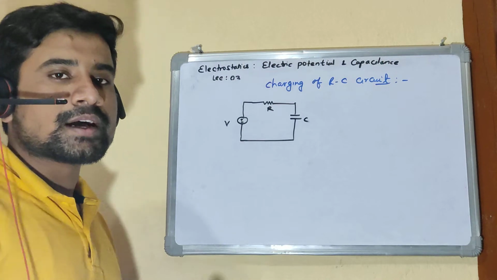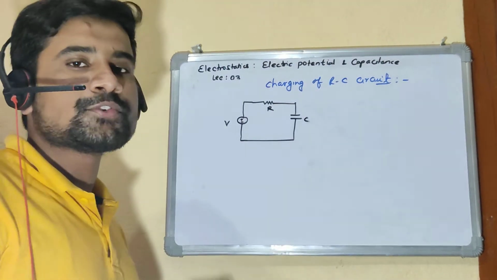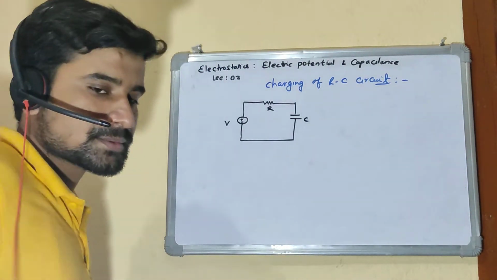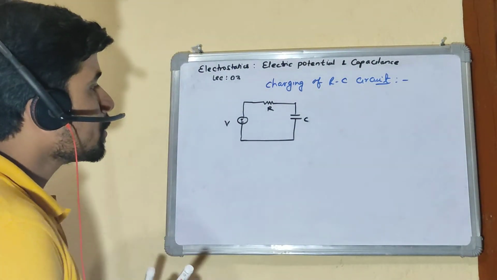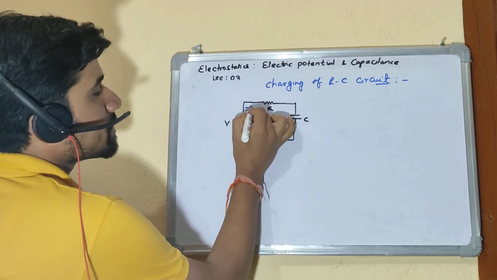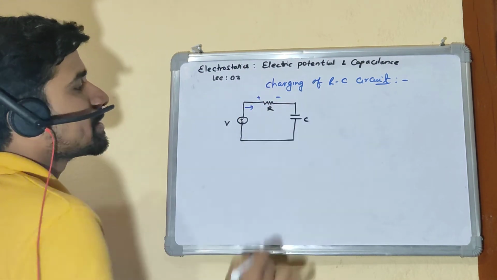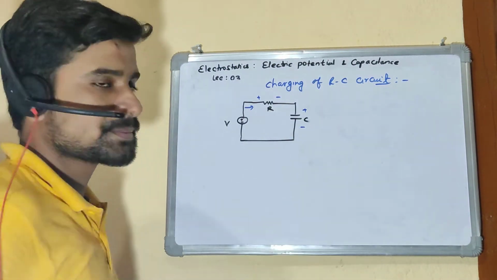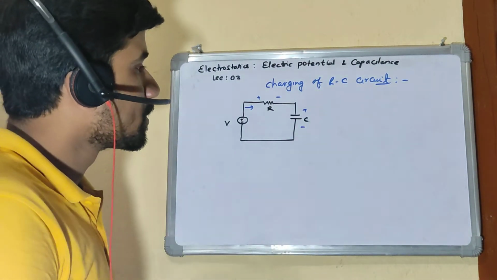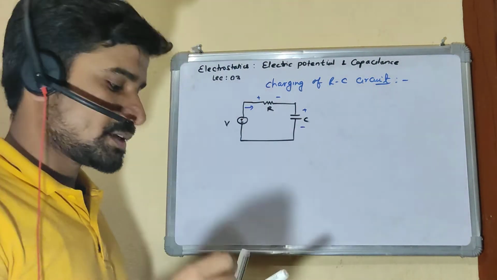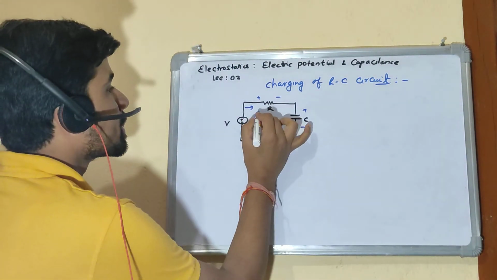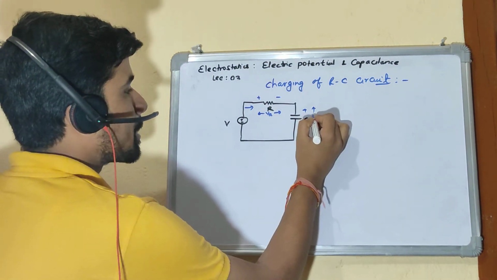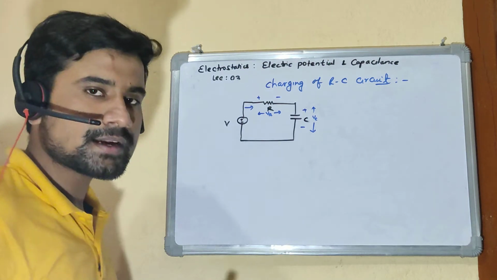Now, this is a bit of an advanced topic. If you are just working for boards, you can neglect this, but just for knowledge. If current flows in this circuit in this direction, this will develop a polarity like this, plus minus, and this will develop a polarity like this, again plus minus. Now there are two voltages here: one induced across this resistor, VR, and one induced across this capacitor, VC.